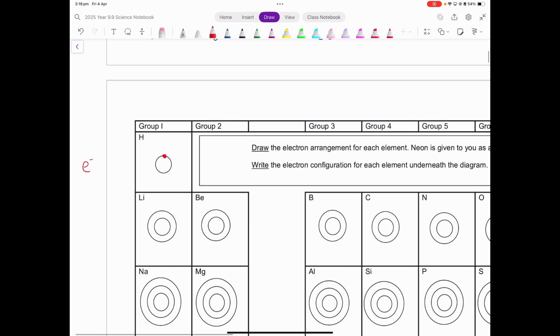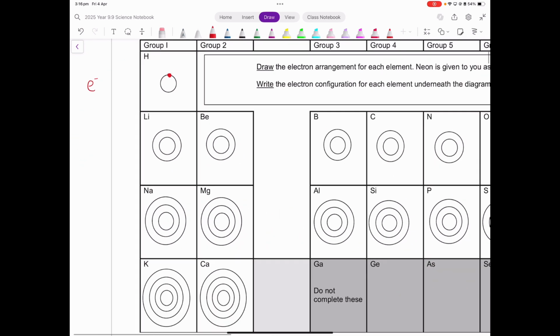And because lithium is number 3 on the periodic table, it is going to have 3 protons and 3 electrons. So this means lithium goes 1 and 2. Do we have any more room in this shell? No, so where does the next electron go? To the next shell. It's all by itself.